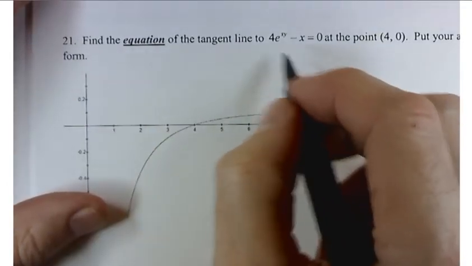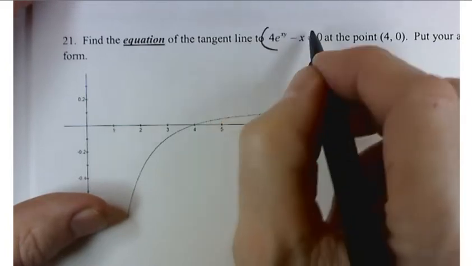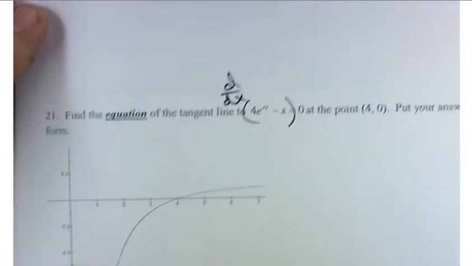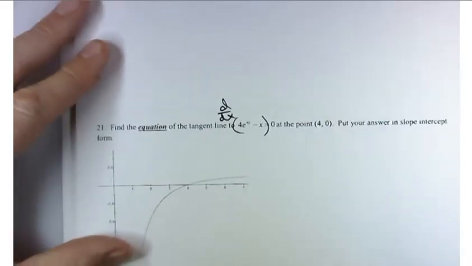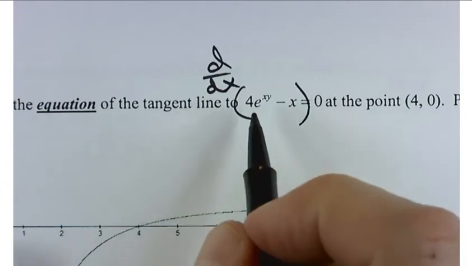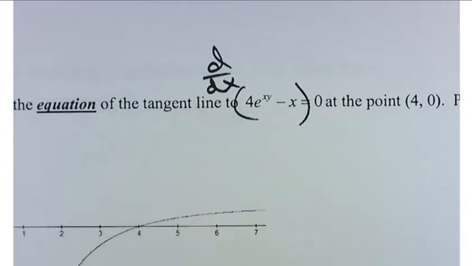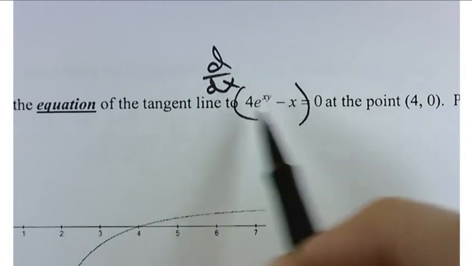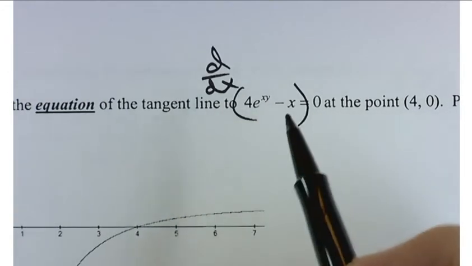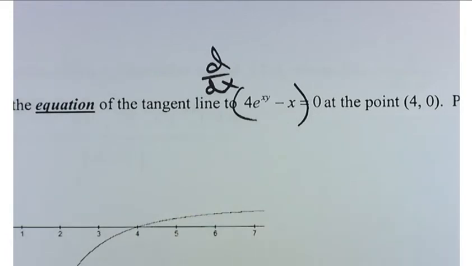So let's see. I need to differentiate this equation. So d by dx, let's differentiate that. Okay, so what happens when we differentiate e to the x, or e to some power? It stays the same, but then we have to multiply by the derivative of the exponent. And the derivative of the exponent here is going to be more than the usual pain. You're going to have to use the product rule and implicit differentiation.